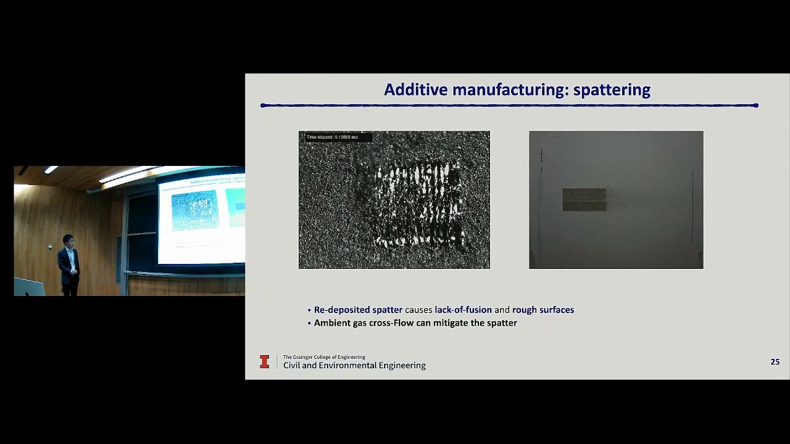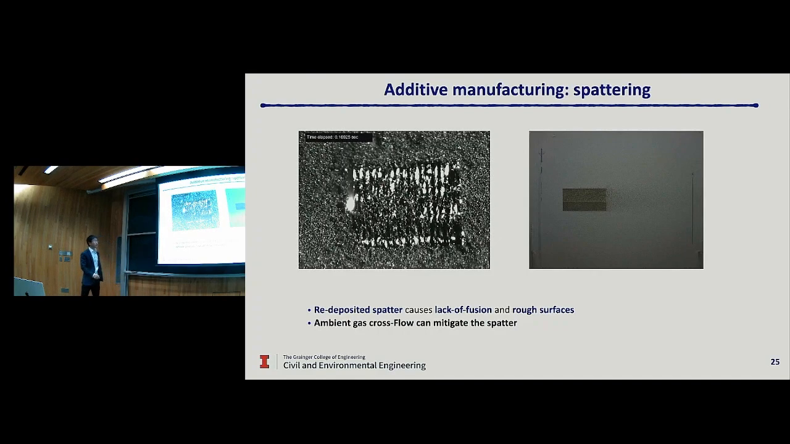If the powder spatters are redeposited on the powder bed, they can cause lack of fusion and rough surfaces. So in order to clear the spatters, what people do is apply an ambient cross flow to clear the spatter. However, there is no modeling tool right now in the industry that can tell you, for one specific machine, how to optimally choose the cross-flow parameters to achieve the best mitigation performance.